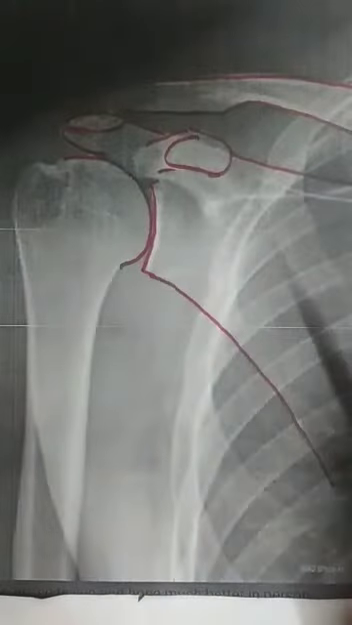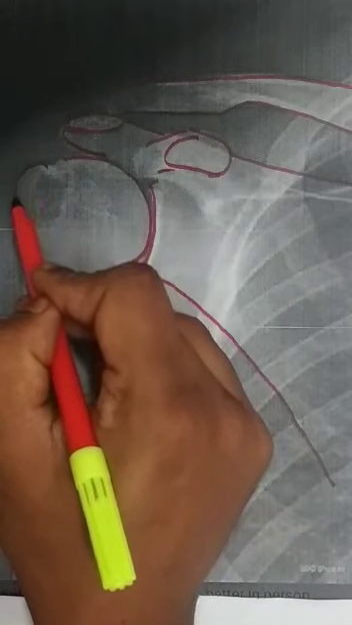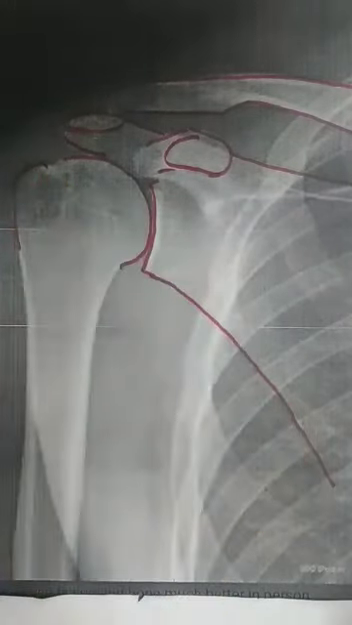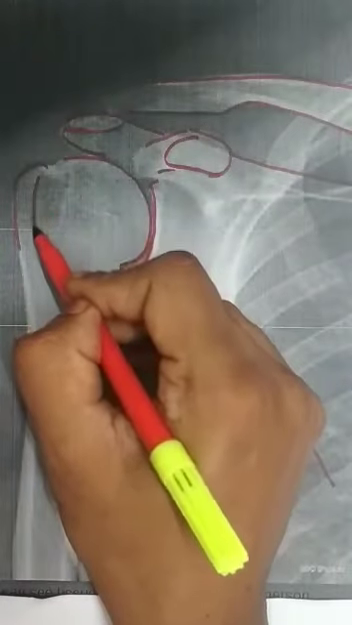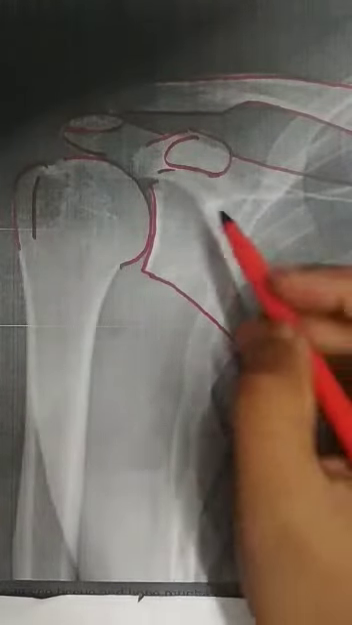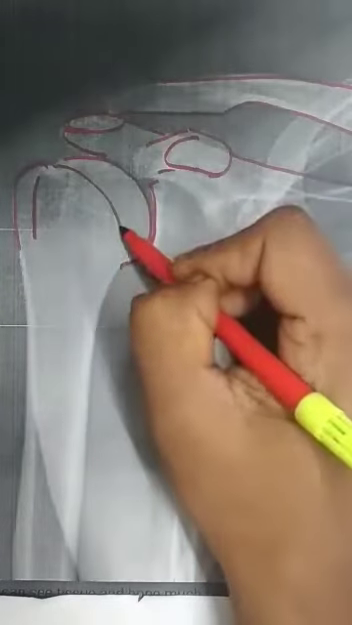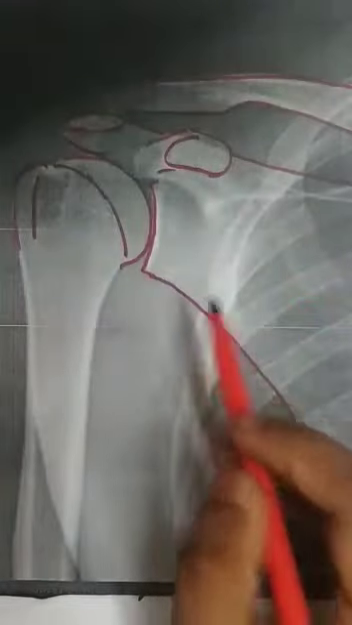The anatomical head, the greater tubercle. This is the greater tubercle. Then the lesser tubercle. So here we have the lesser tubercle. Then the anatomical neck. So this would be the anatomical neck here.